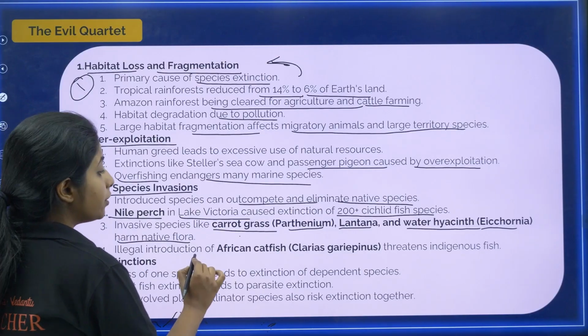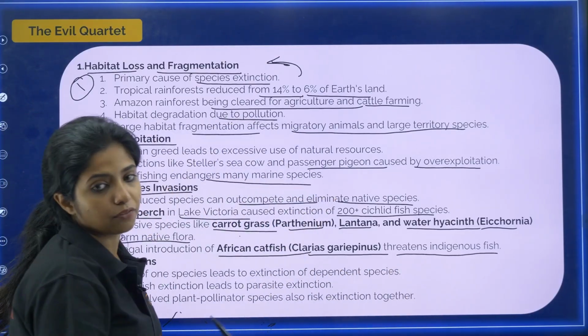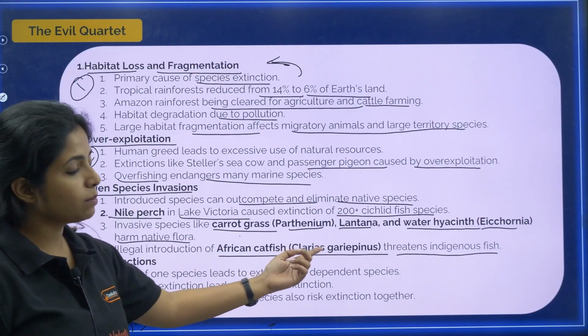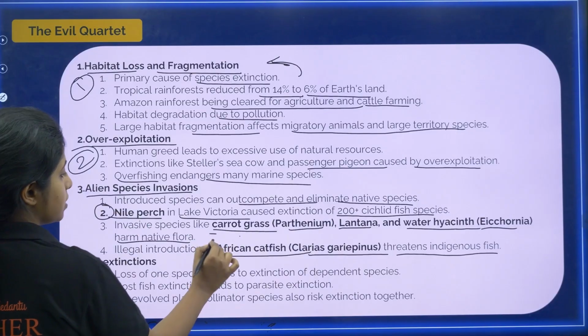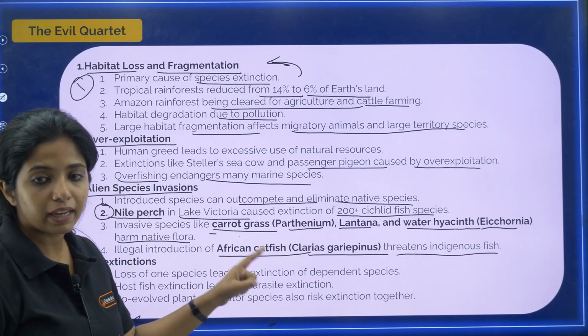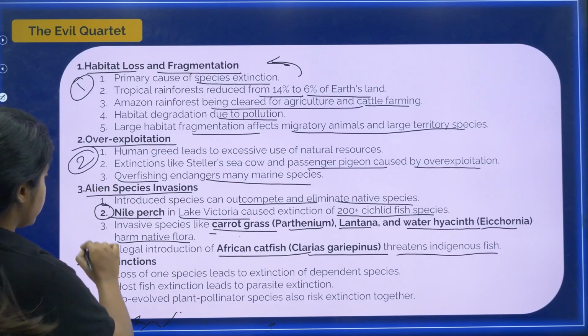Now, the illegal introduction of African catfish, that is Clarias gariepinus, threatens the indigenous catfish. It has threatened the indigenous catfish which is there. So the African catfish name is Clarias gariepinus. Please remember the name. Remember the names of all these three things: the invasive plant species, the Nile perch, and also the African catfish, Clarias gariepinus. Okay. Now this is the third reason.